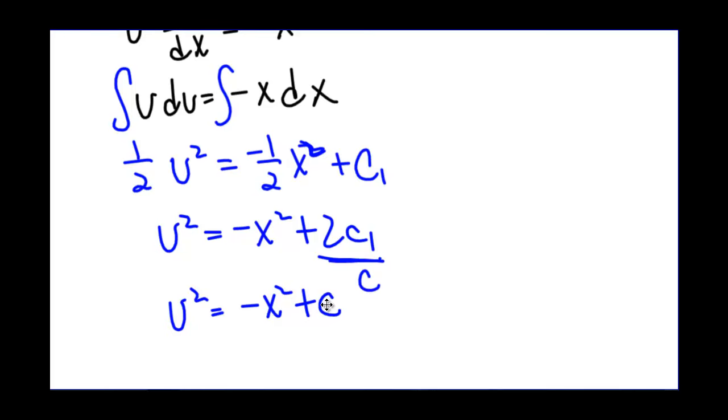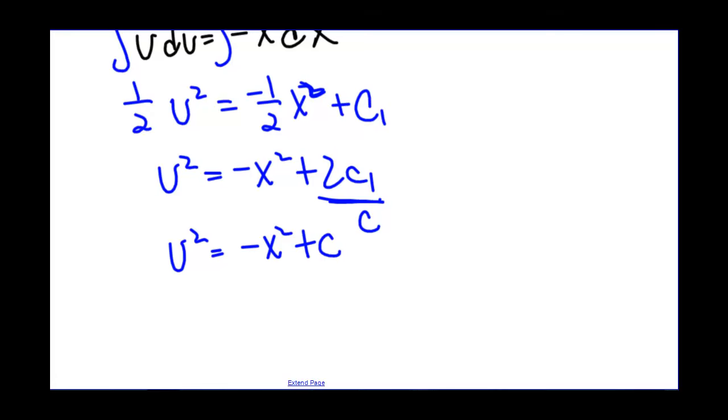And so this is an implicit solution because we have u is equal to plus or minus the square root of c minus x squared. So this is not a function of x alone, so we do not have an explicit solution for u. We have an implicit solution.